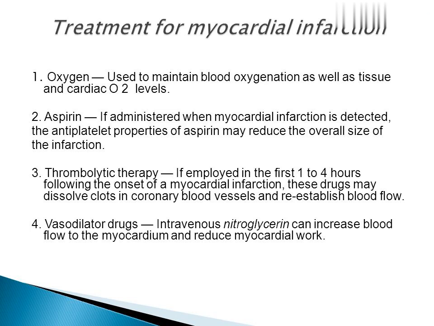1. Oxygen, used to maintain blood oxygenation as well as tissue and cardiac O2 levels. 2. Aspirin, if administered when myocardial infarction is detected. The antiplatelet properties of aspirin may reduce the overall size of the infarction. 3. Thrombolytic therapy, if employed in the first 1 to 4 hours following the onset of a myocardial infarction, these drugs may dissolve clots in coronary blood vessels and re-establish blood flow.